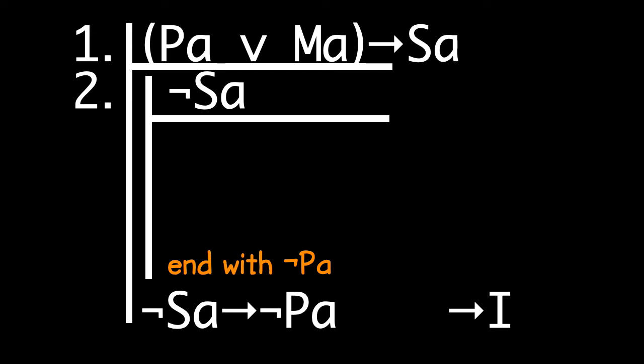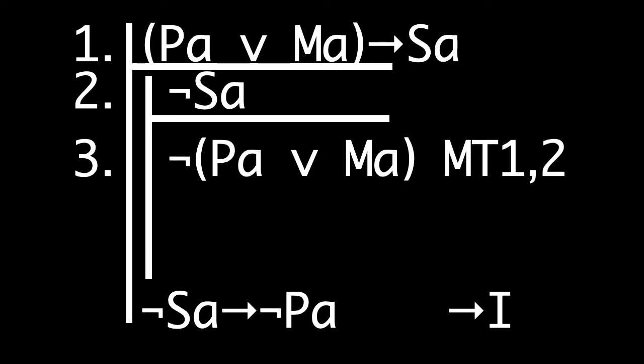There are a number of ways we could go from here, but here's one way. Looking at lines 1 and 2, you might notice that they fit the pattern of one of our derived rules. They fit the pattern for modus tollens. We have a conditional on line 1, we have the negation of the consequent, we can write down the negation of the antecedent. That is, we get to write down not PA or MA by modus tollens applied to lines 1 and 2.